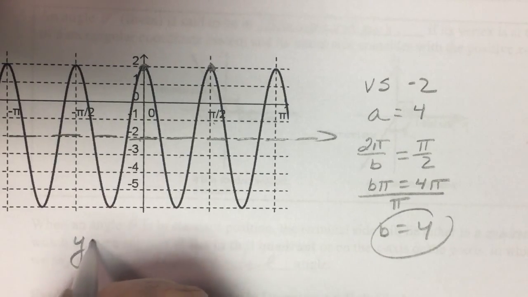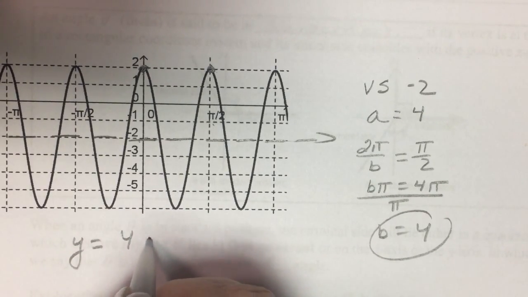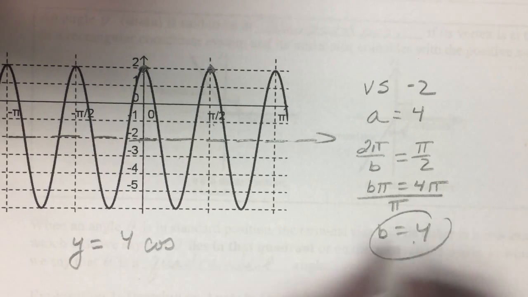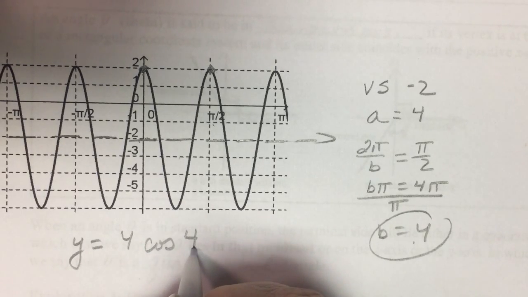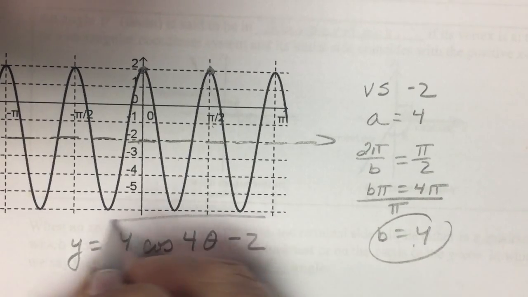So it's going to be y is equal to, my a is 4, so it's 4 cosine, my b is 4, so that means 4 theta, or x, and again there's no phase shift, and my vertical shift is a -2.